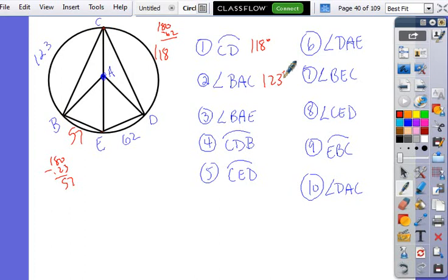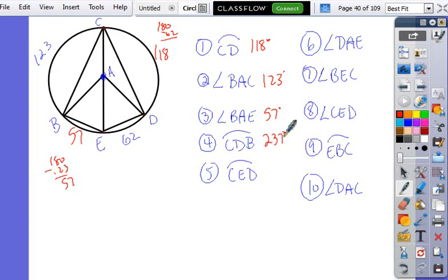Number 3, BAE. I go from B to A to E. That's going to match because it's a central. That's 57. Arc CDB, well now I'm back to an arc. So I'm going around. Remember, arcs go around. CDB, 118. I go from C to D to B. 236. So this right here is 180 plus the 57, 237.